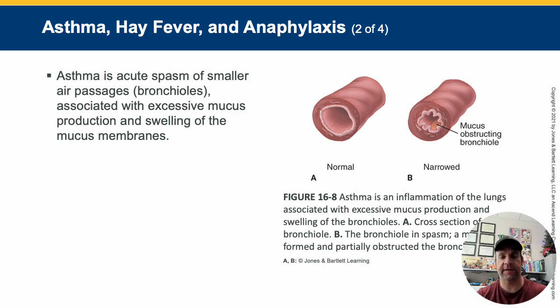As you see here in figure 16-8, this shows a cross-section of a normal bronchiole compared to one that spasms during an asthma attack. As you see, the airways narrow considerably and become obstructed by what's called a mucus plug, and that really prevents effective airflow, especially during exhalation.